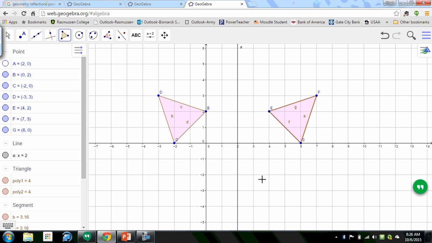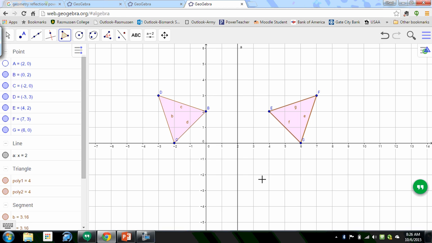Now we can basically construct any type of line of reflection, but we're going to stick with the more basic ones: x equals a value, the vertical lines, y equals a value, the horizontal lines, and then also the lines y equals x and y equals negative x.